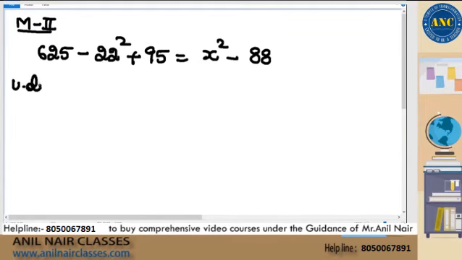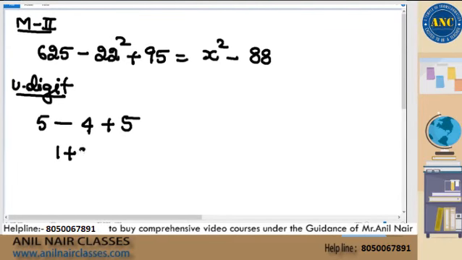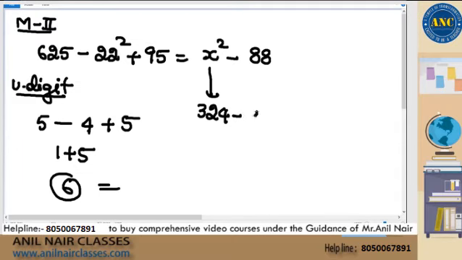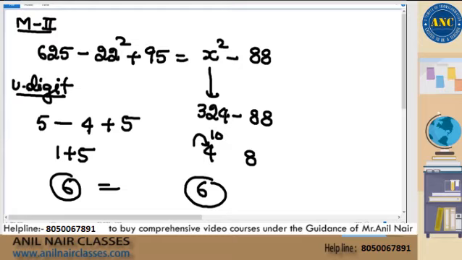Method 2. Play with the unit digit. 625. Unit digit is 5. 2 square is 4, and it is 5. 5 minus 4 is 1. 1 plus 5 is 6. Unit digit on the left hand side is 6. So what is the answer? I took 324 minus 88. 4 will not go in 8, so 10 carried. 14 minus 8 is 6. So answer is 324.